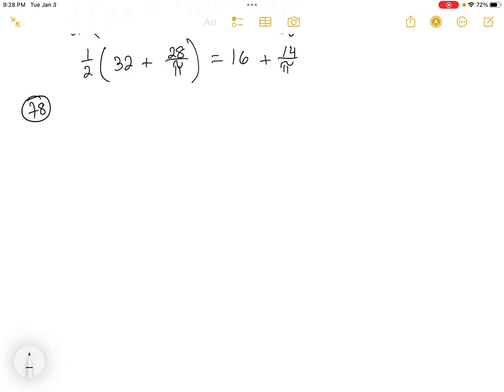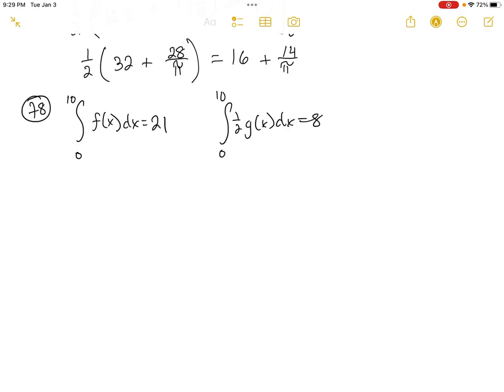So 78 was the first one that you guys really wanted to look at. This one was a little tricky. So we had the integral from 0 to 10 of f of x dx was 21. And we had the integral from 0 to 10 of 1/2 g of x dx equals 8. And now I'm just going to take this and make this look nicer. So if I pull that 1/2 out, we can get this. It's the same thing. And if I multiply by 2, I can have this.